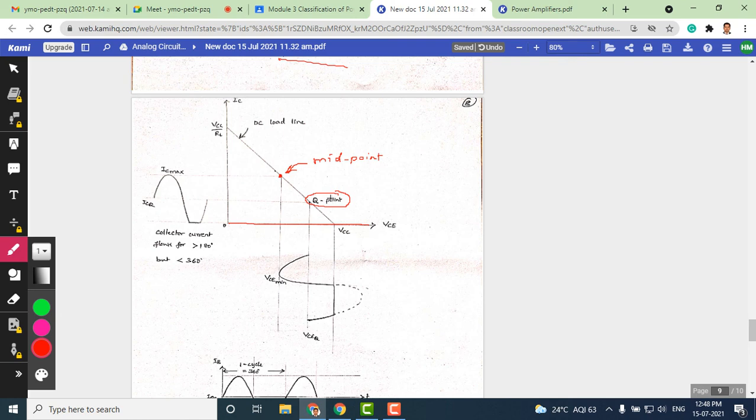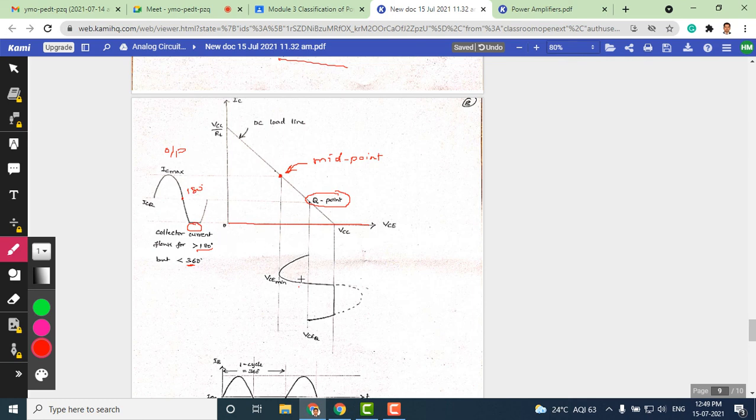Now observe the output current and voltage waveforms. Output current waveform, as you can see here. The entire input cycle is applied at the input, but look here: the output current exists for 75% of the input cycle. Only a little part is suppressed in the negative cycle. So the collector current flows for more than 180 degree, here we have 180 degree, but less than 360 degree. Some portion is clipped off here. So that is the collector current waveform.